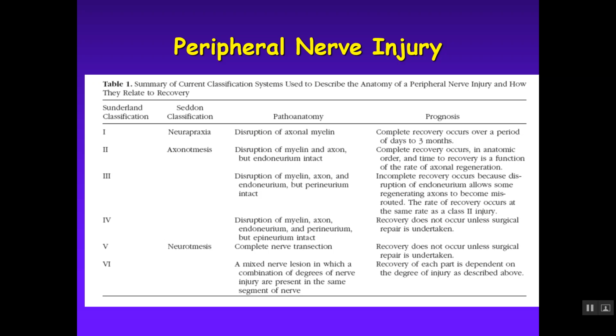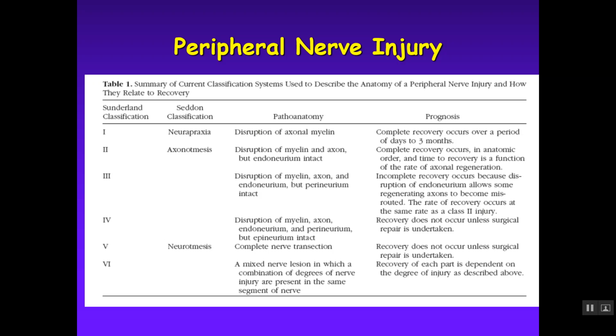You may get incomplete recovery now instead of complete recovery, because disruption of the endoneurium allows some regenerating axons to become misrouted. They might go to the wrong muscle, the wrong area of skin, and so forth. However, typically your brain figures it out, and then it's not a problem. Once it integrates and says, oh, now this nerve is going here instead of where it used to be, you can reintegrate that. So you get mostly good recovery with Sunderland classification 3.